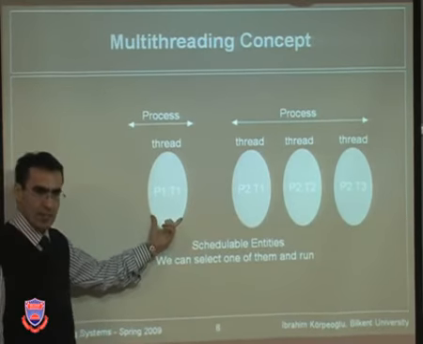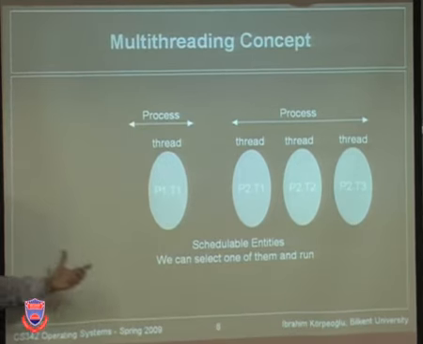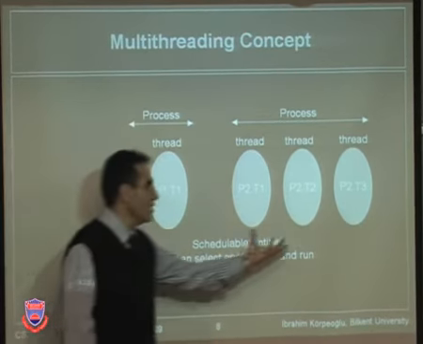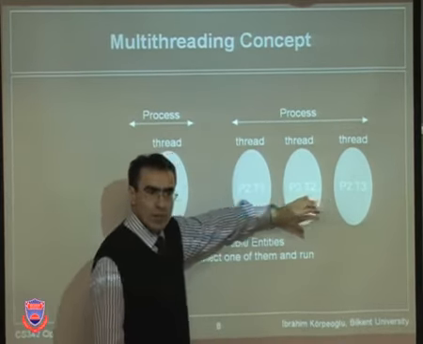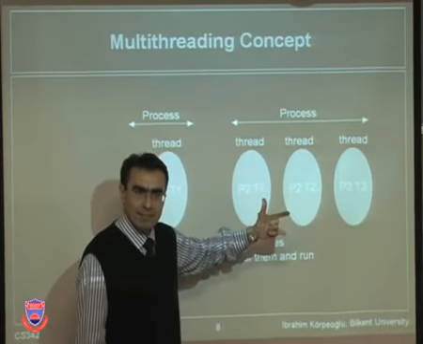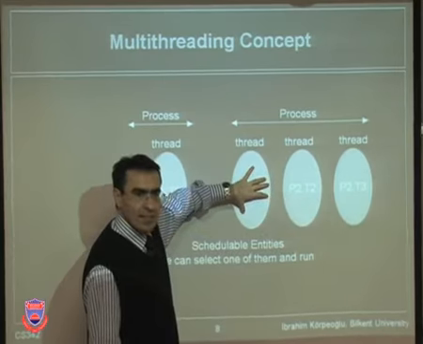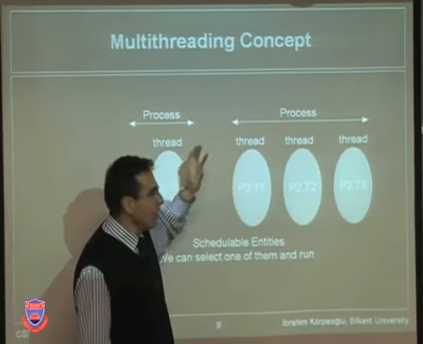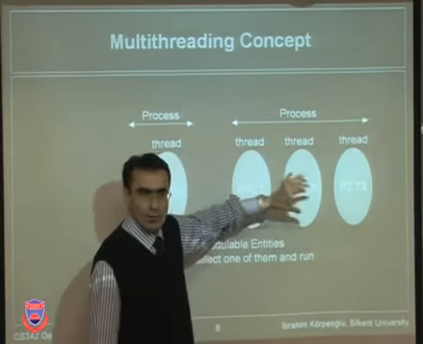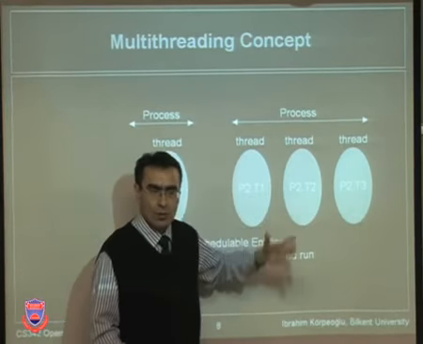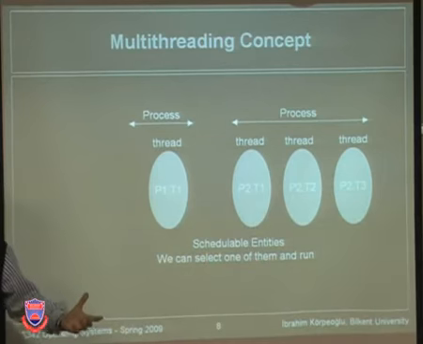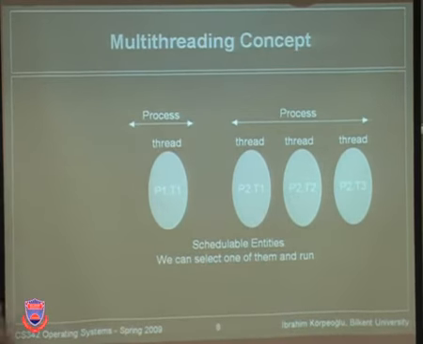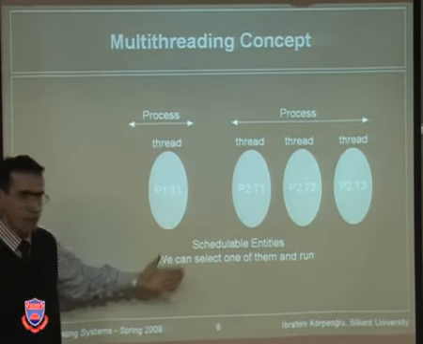From time to time, you schedule this process and run it in the CPU. And another time, you schedule that process and run it in the CPU. But now we have, as part of that process, 3 schedulable entities. You can select this thread and run it in the CPU, then select this one and run it, then select this one and run it in the CPU again. So you can now schedule the threads. So schedulable entities are increased. Threads become schedulable entities, so we can select one of them and run, okay?